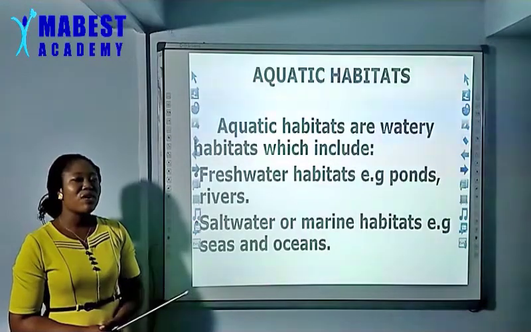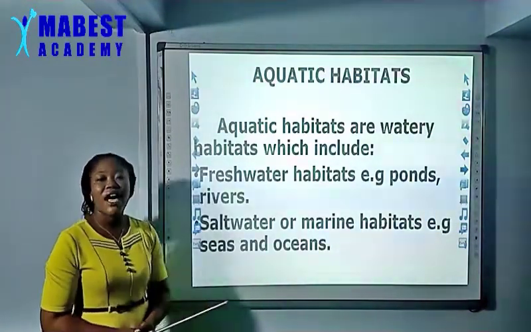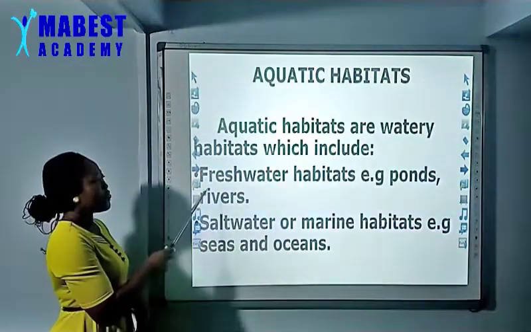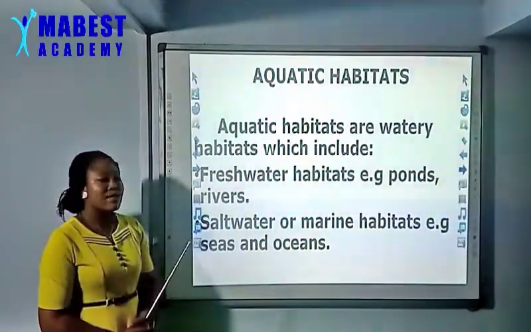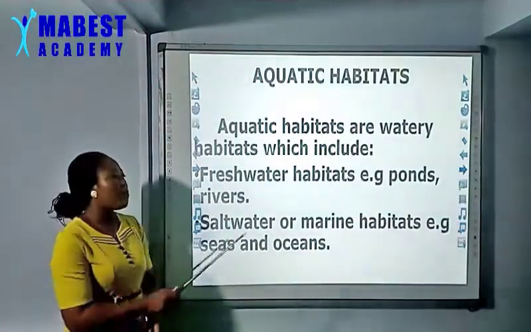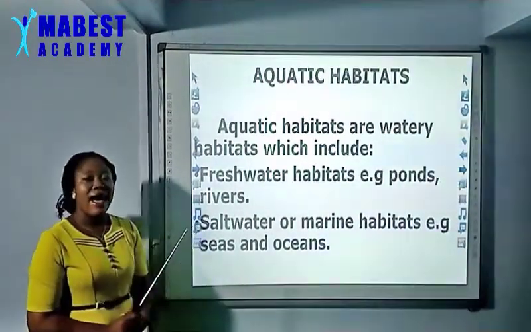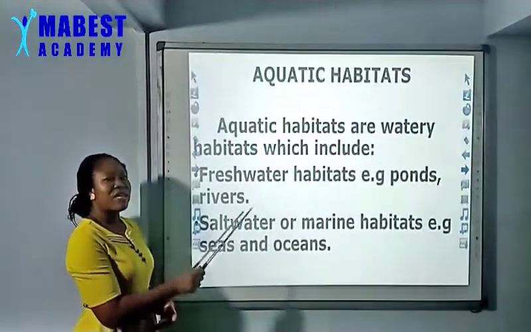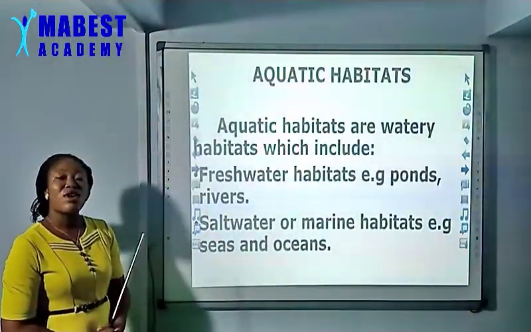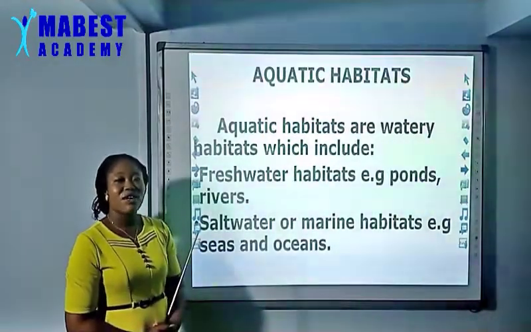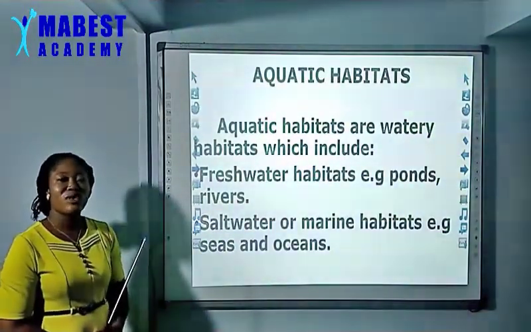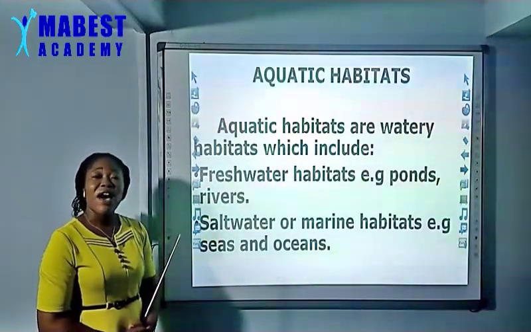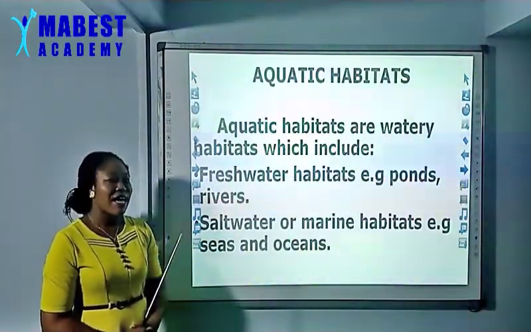And today we'll be looking at two types of aquatic habitats. We'll be looking at the freshwater habitats, with examples being ponds and rivers, and we also have salt water or marine habitats. Examples are seas and oceans. And generally, we'll be looking at how some of these organisms were able to survive or adapt to their environment.